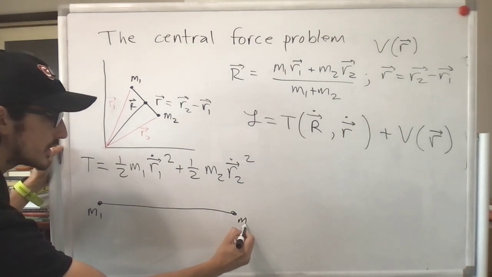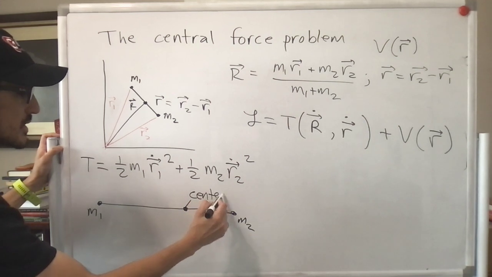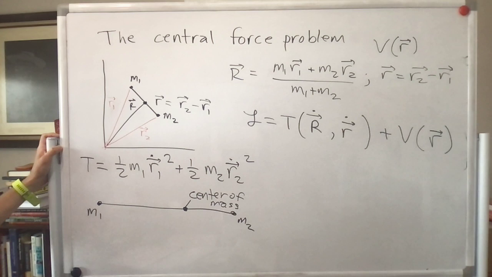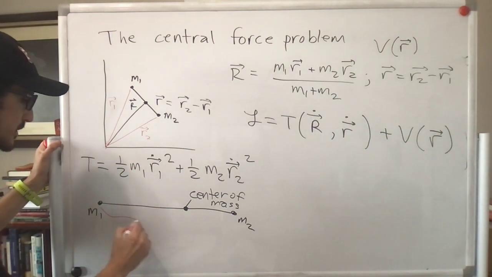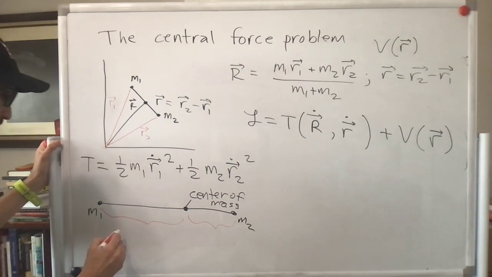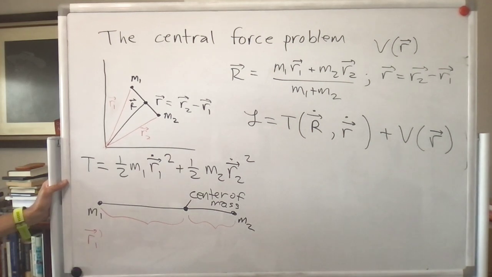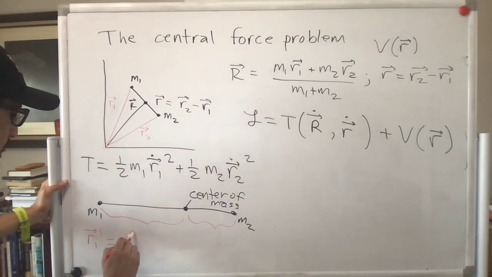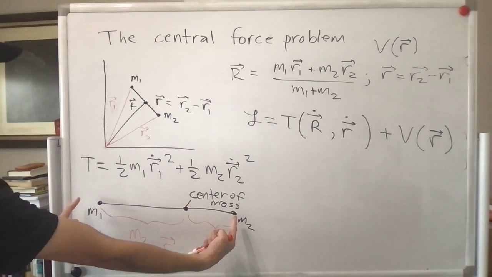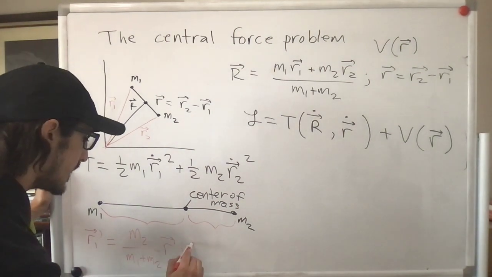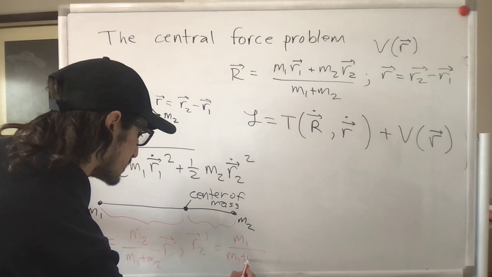If we put m1 over here and m2 over here, you know, the center of mass can be anywhere, let's say here. Then we can define two other vectors. One that goes from here to here, another one that goes from here to here. This one is going to be called r1 prime, and it's given by m2 divided by m1 plus m2 times r. Remember that r is this whole thing. And r2 prime is m1 divided by m1 plus m2 times r.